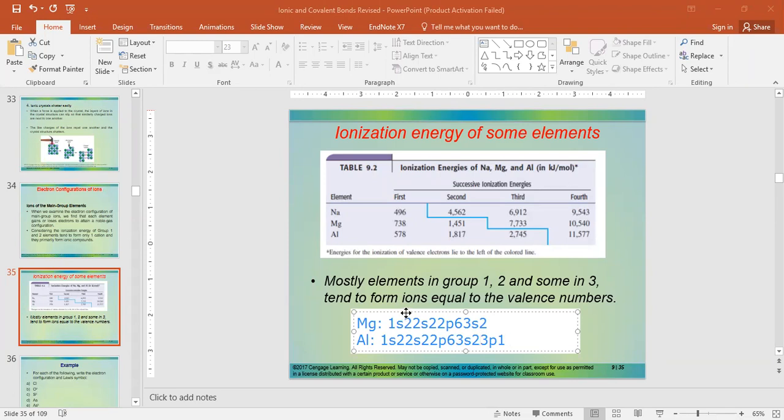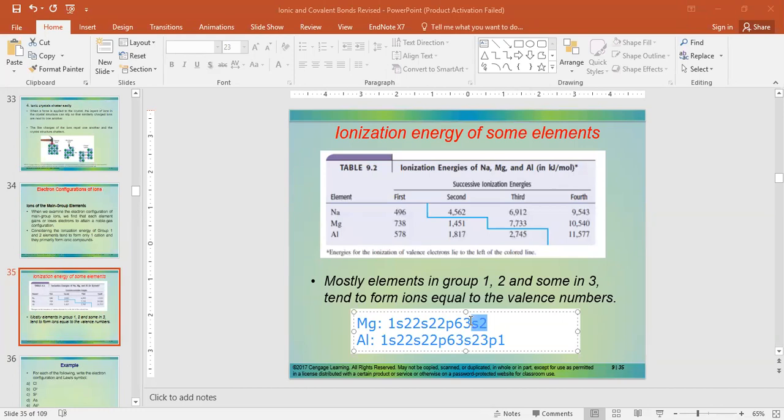Yeah. Now, what I want to explain here is this. If you look at the first ionization energy, we are just comparing the first ionization energy in magnesium and in aluminium. You realize that the first ionization energy in magnesium is higher than the first ionization energy in aluminium. Why? In magnesium, you are trying to remove this electron.